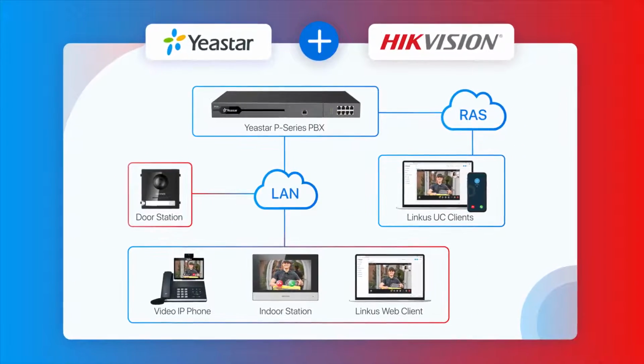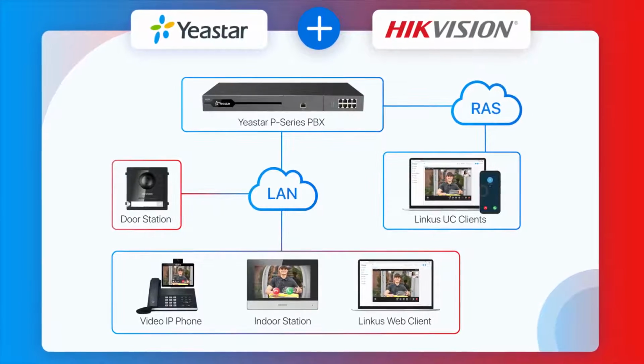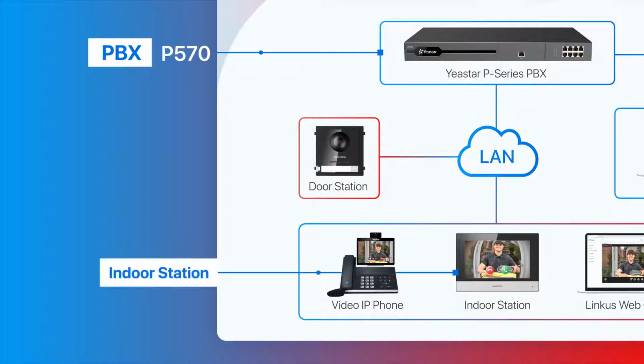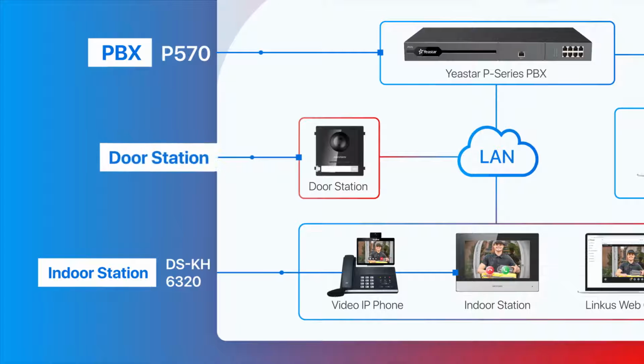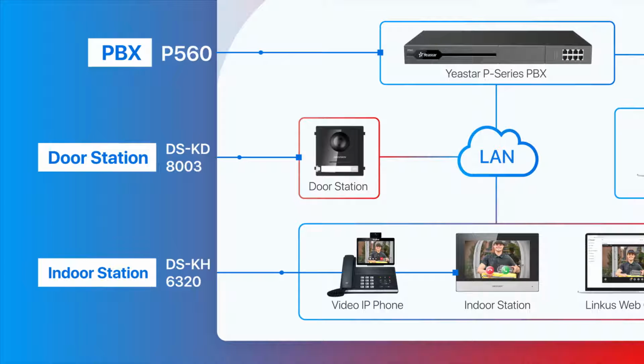So in this video, we will take real devices as an example and show you the configuration step by step. First of all, we use Yeastar P570, Hikvision DS-KH6320 indoor station, and DS-KD8003 door station to realize the integration. For P-Series PBX, we can also use P550, P560. And for the Hikvision door phones, it is necessary to pick a model that supports SIP. We can confirm with our dealer to see which models are suitable for the integration.